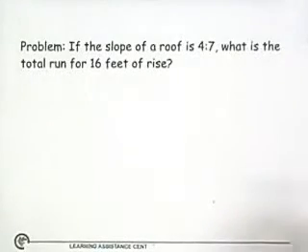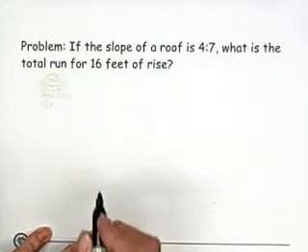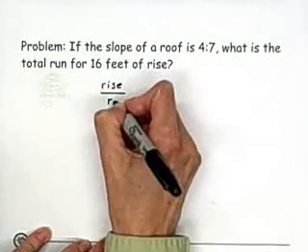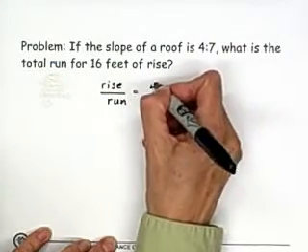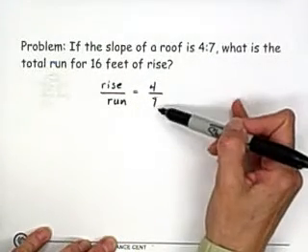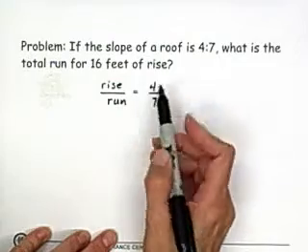Here's a problem for your consideration. If the slope of a roof is 4 to 7, what is the total run for 16 feet of rise? Let's begin by setting up our formula. Slope of a roof is rise over run. And in this case, we're told that the slope is 4 to 7, which means for every 4 units of rise, there are 7 units of run. Now the question is, what is the total run for a rise of 16 feet?